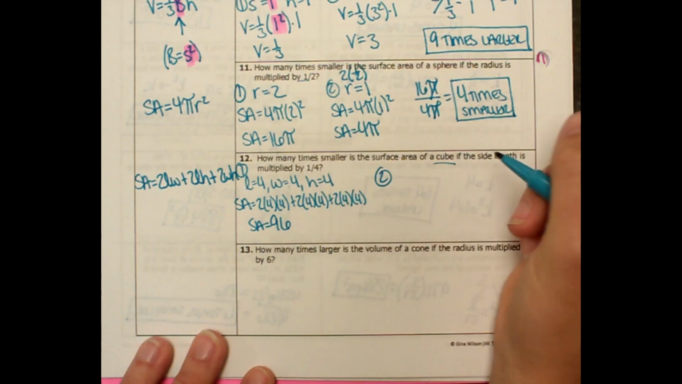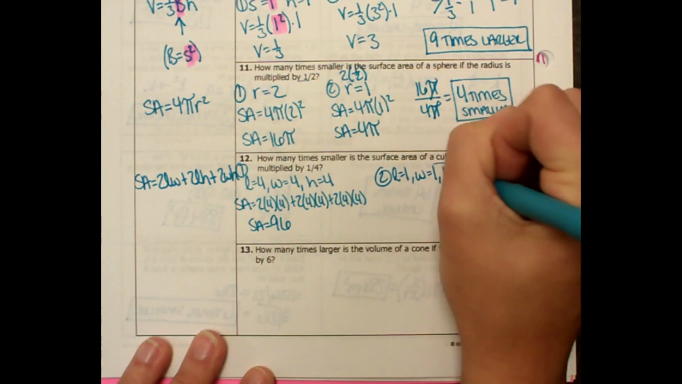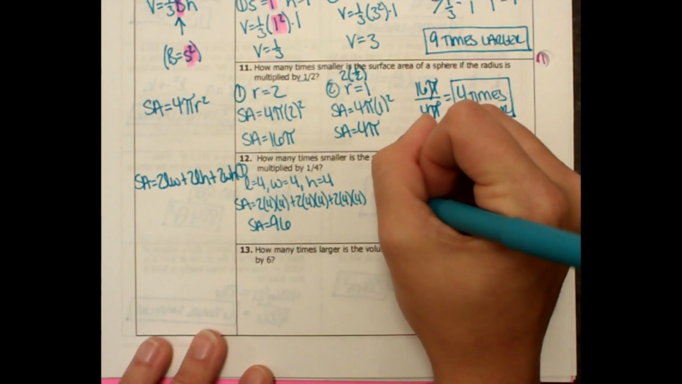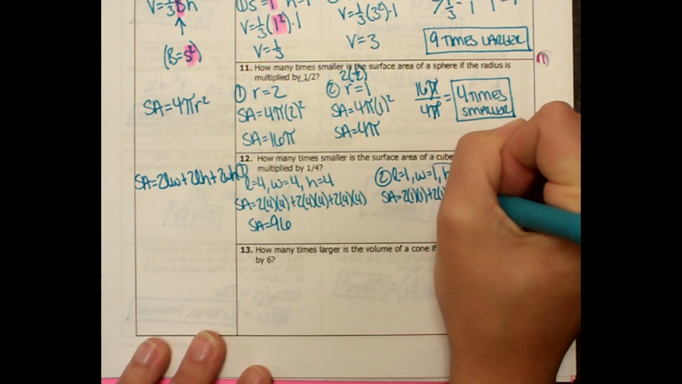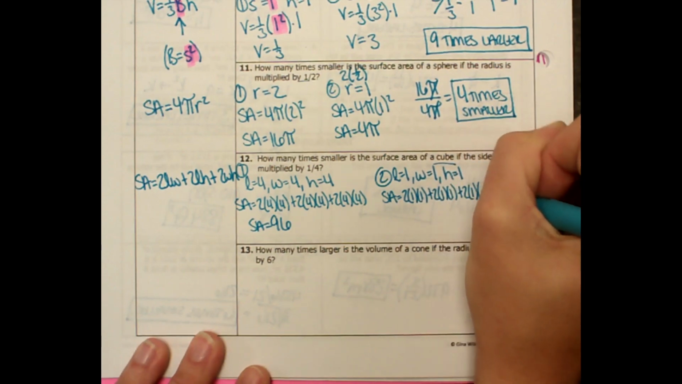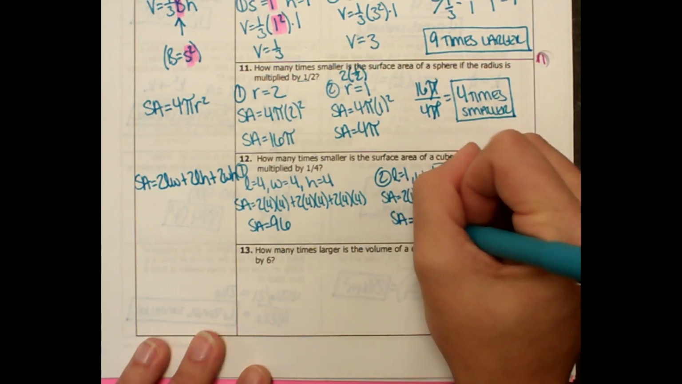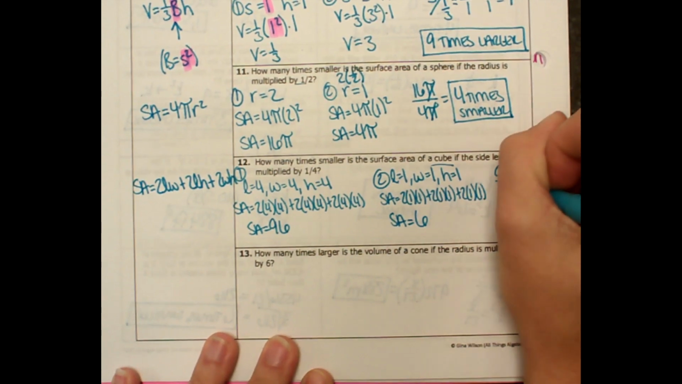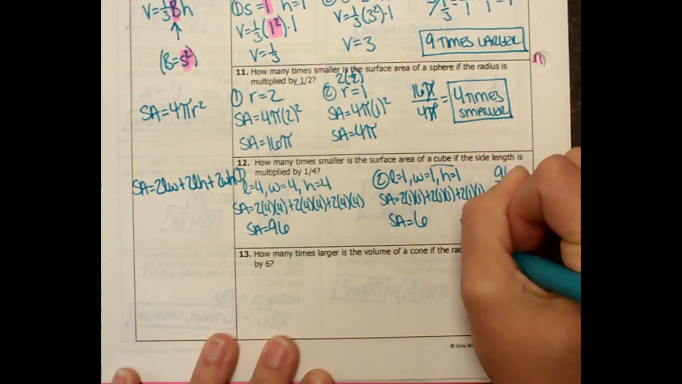Now when I multiply my sides by 1/4, I get that my length is equal to 1, my width is equal to 1, and my height is equal to 1. When I substitute those in, surface area is equal to 2 times 1 times 1 plus 2 times 1 times 1 plus 2 times 1 times 1. You get that your surface area is 6. So how much smaller, 96 divided by 6 is going to be 16. So your answer is 16 times smaller.